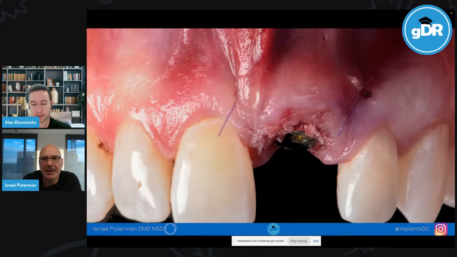So I left the patient like this. You can see the connective tissue graft in place. You can see the gingival position is now nice and even with number 11.